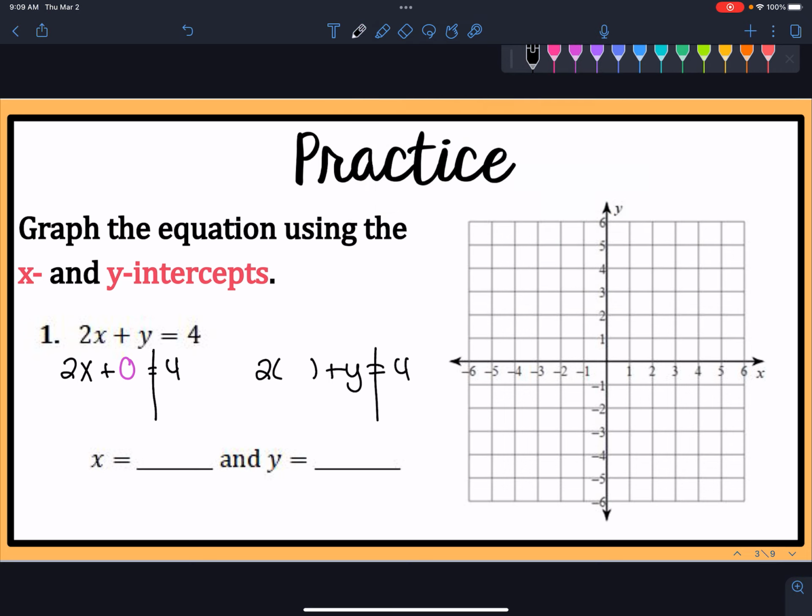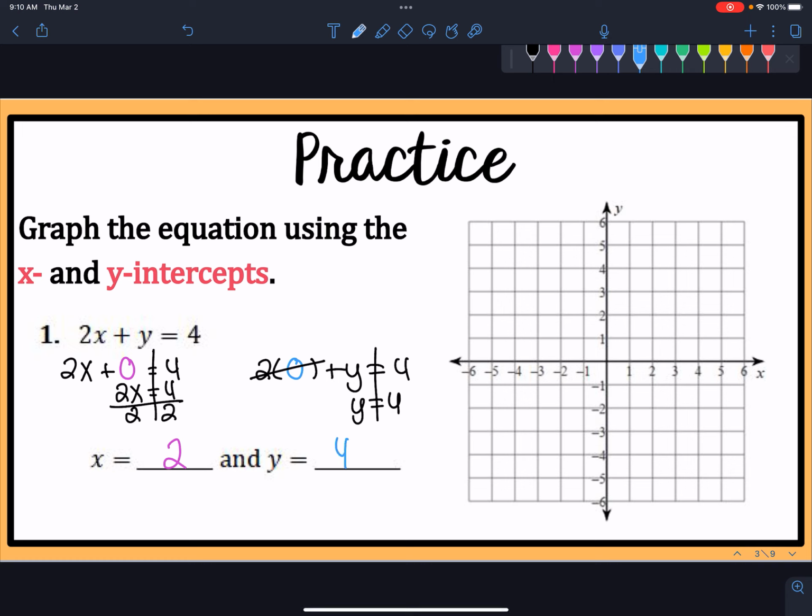2x plus 0 is 2x. If I divide by 2, I get that x is equal to 2. If I move over to the other side, I can replace x with 0. 2 times 0 is 0, so we are left with y is equal to 4.